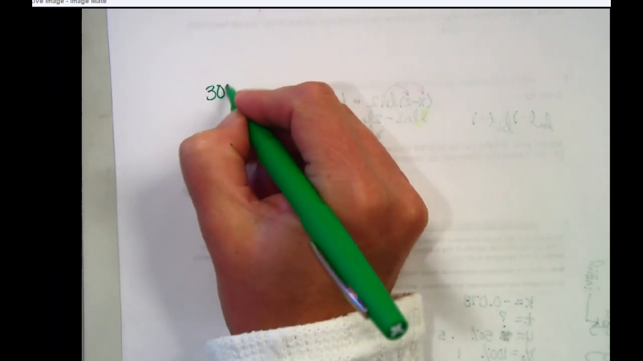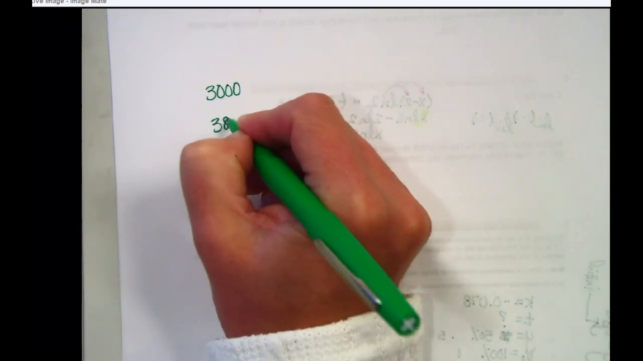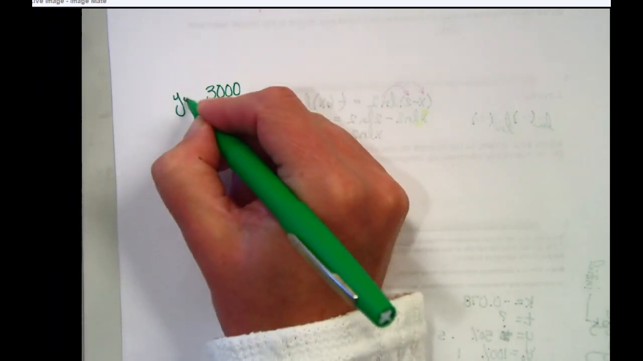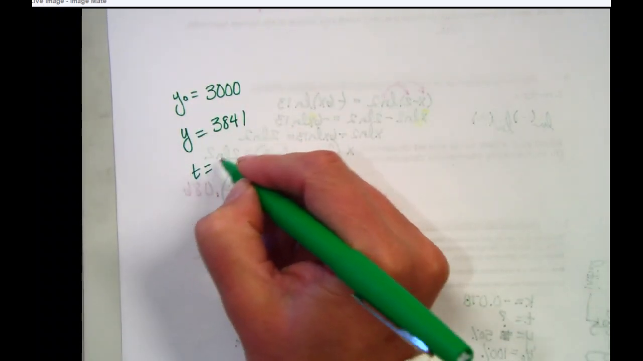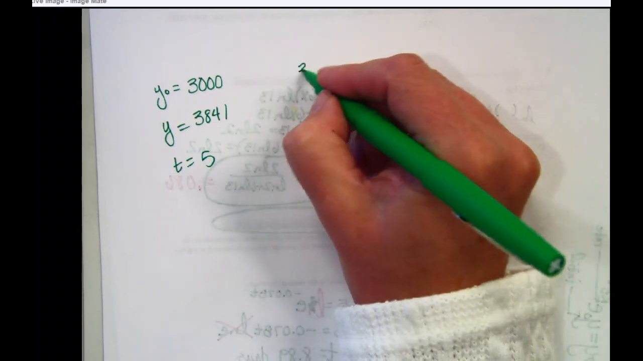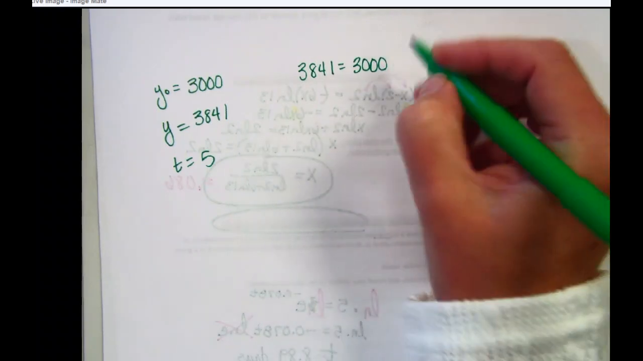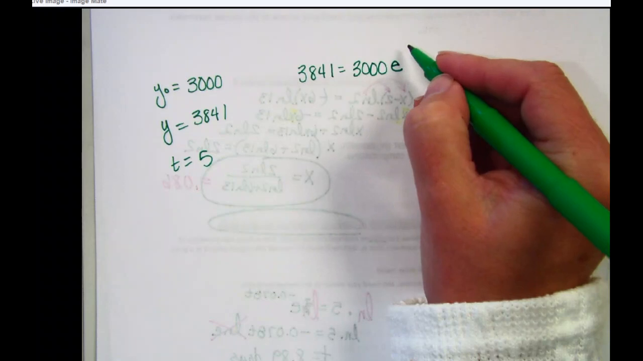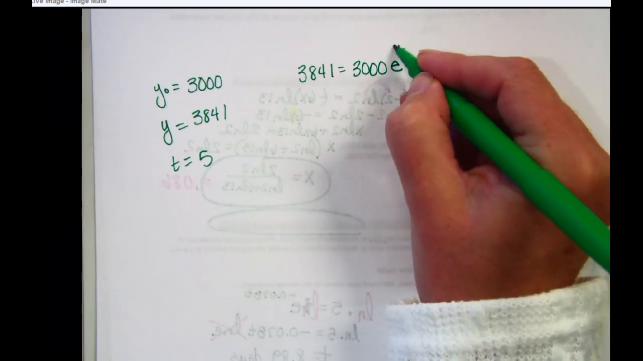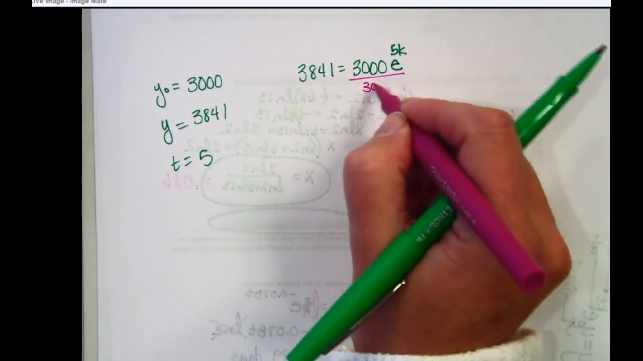It's fixed. So initially, and then after 5 years, it was 3,841. So this is our y sub naught, and this is our y, and then our t is 5. So we just write it as 3,000 equals 3,000. So I like that you're asking this, because now we've got our e, we're solving for our k. I'm gonna put the 5 in there, because we like to see our number in front. So what I would do is divide both sides by 3,000 first.